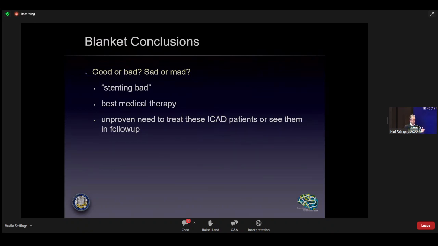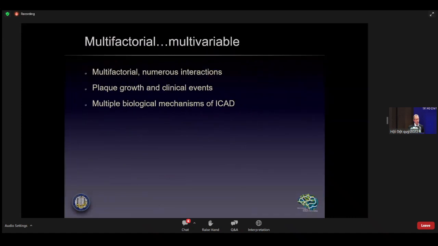And the worst conclusion that we could make is that there's an unproven need to treat these ICAD patients or see them in follow-up. There's an absolute imperative to see these patients because they will come back no matter what with recurrent events or cognitive impairment.